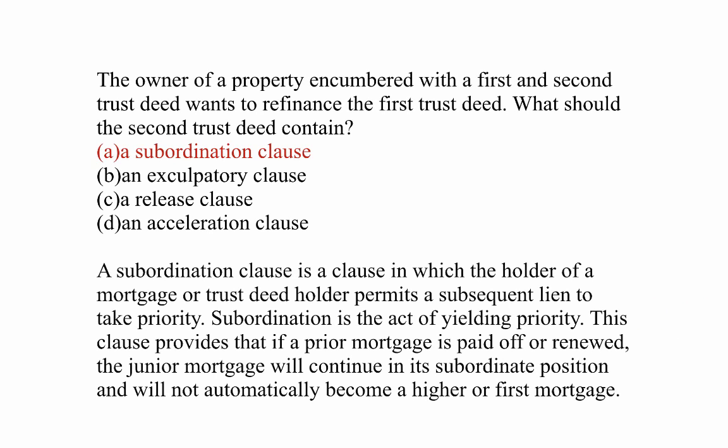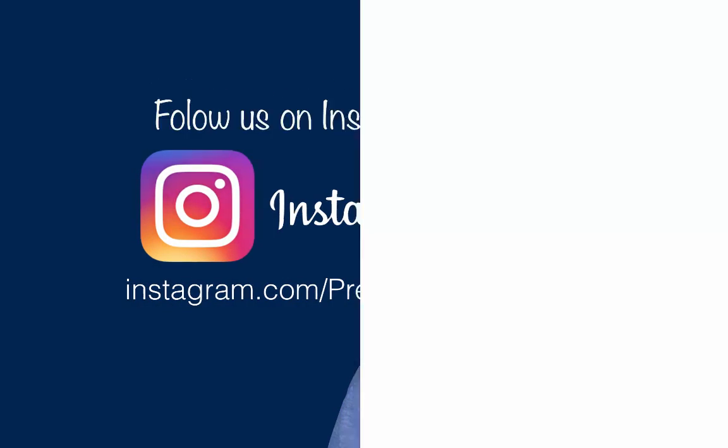The answer is subordination clause. A subordination clause is a clause which states that that mortgage will always take a subordinate position. So in this case, there's a first trust deed. When you refinance a loan, you're essentially getting a brand new loan. So when they refinance that first trust deed, a new loan came in. However, that new loan will still take priority because the second loan has a subordination clause, which states that it will take a subordinate position to a subsequent lien, the other loan.